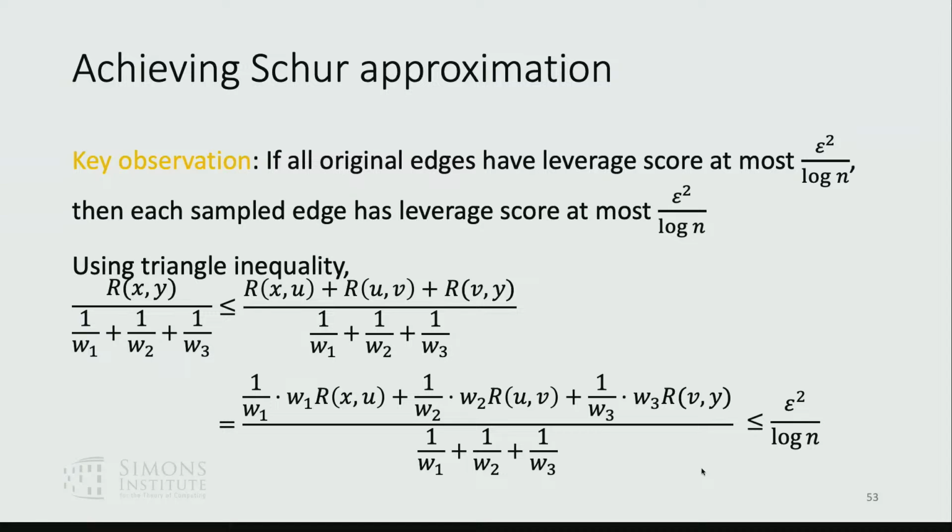Right? Now the matrix concentration theorem just directly applies, and you're guaranteed that it's an epsilon approximation to the Schur complement. Right? And how do I achieve this? The same trick. I will split every edge into log n over epsilon squared parallel copies, and you scale down the weight. So now every multi-edge has small effective resistance, every multi-edge has small leverage score, and when you sample, you end up with a small leverage score.